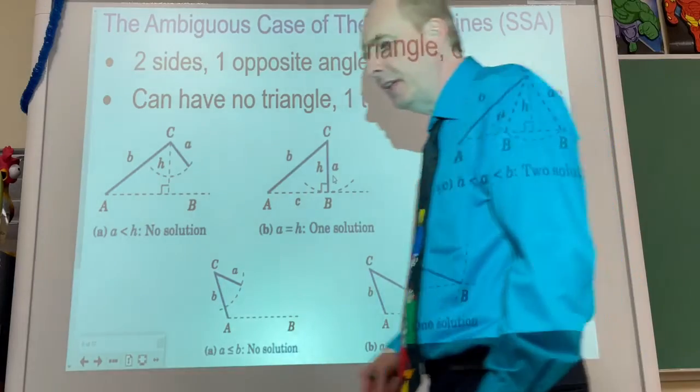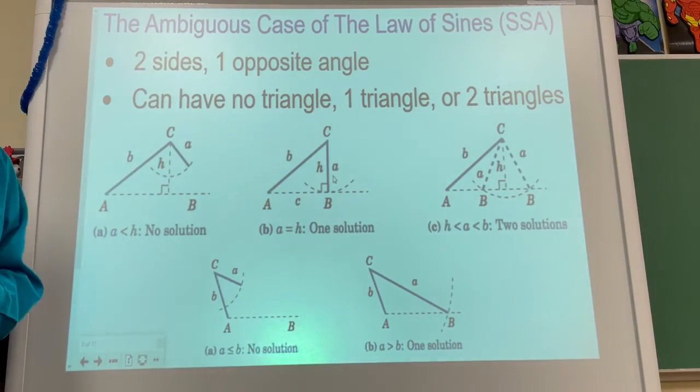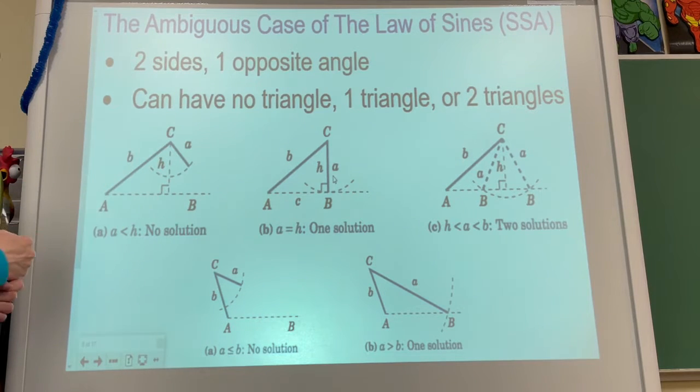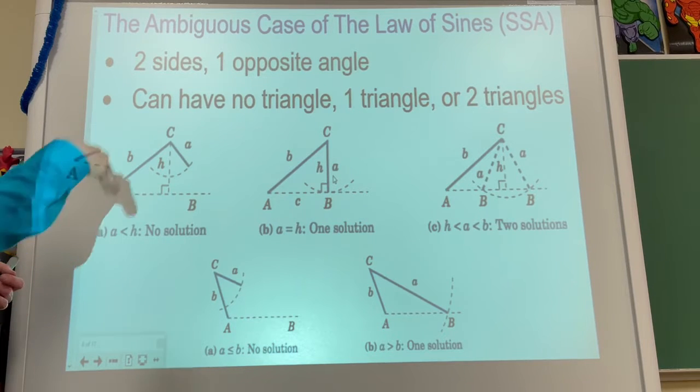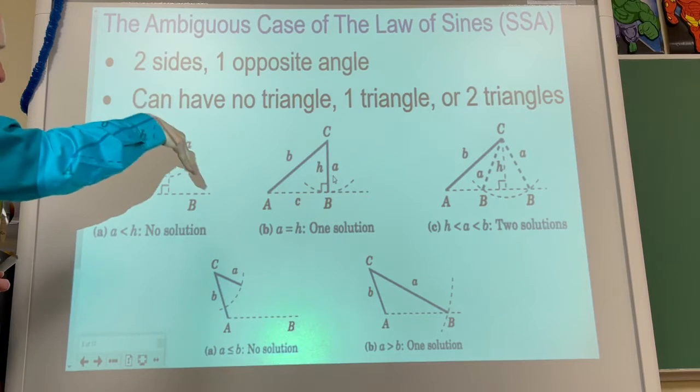What can happen is we can end up with no triangle at all because the sides just don't reach. There might be no solution. We have a side, we have another side, and depending on the opposite angle, we may or may not be able to form a triangle. In this case, this side is less than the height. It's just not gonna reach.